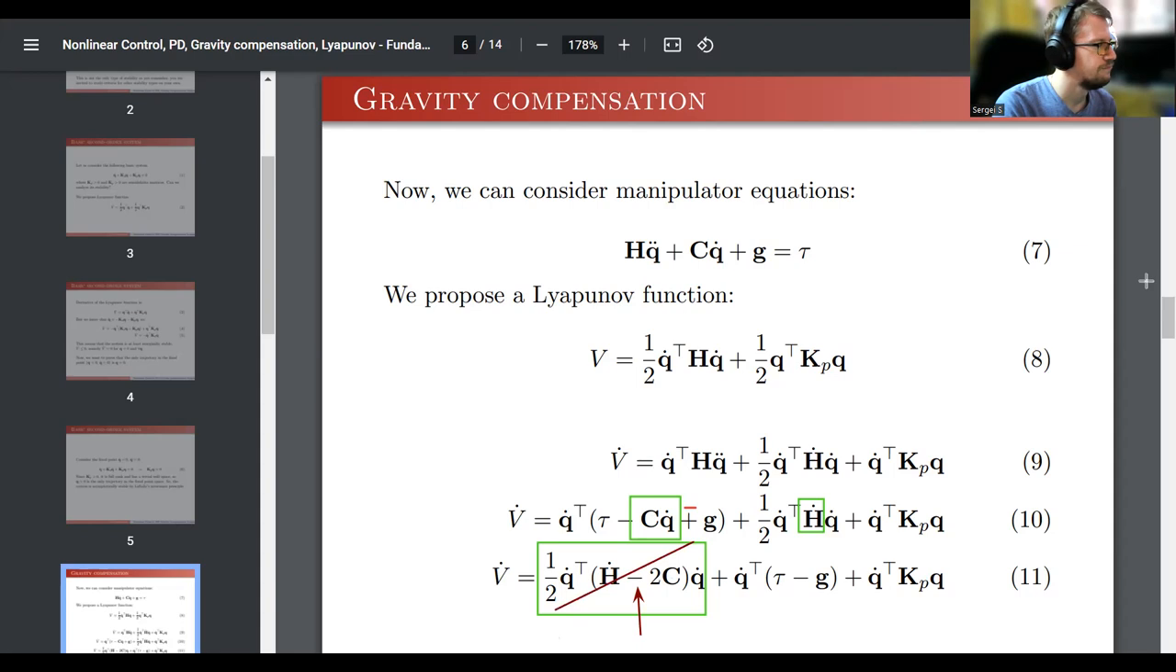That is a trick that you would be well advised to remember. This trick is often used to simplify expressions for Lyapunov function derivations. And this trick with skew-symmetricity is very standard in discussing stability of mechanical systems. Okay, so it's skew-symmetric, so it goes to zero. Now, all we have left is this component. That's all we have. Before I go to the next slide, do we have questions?